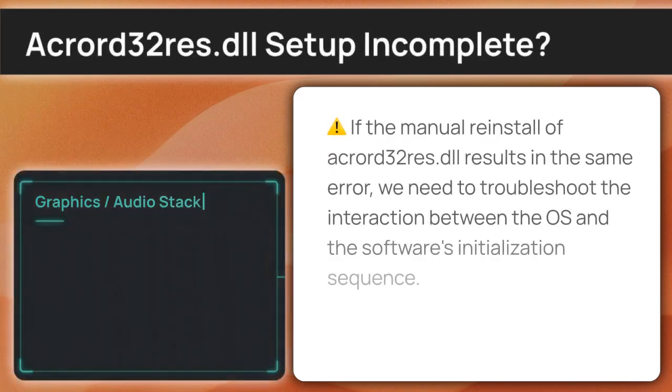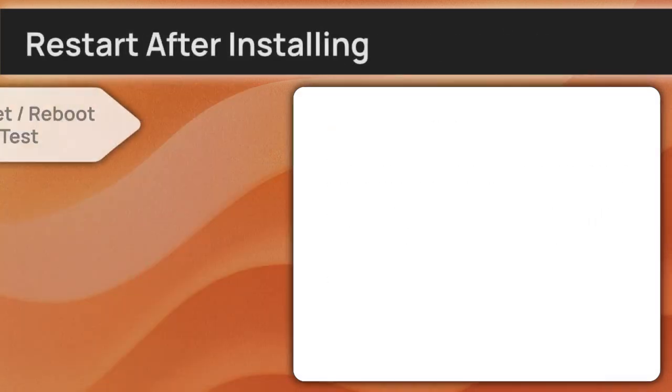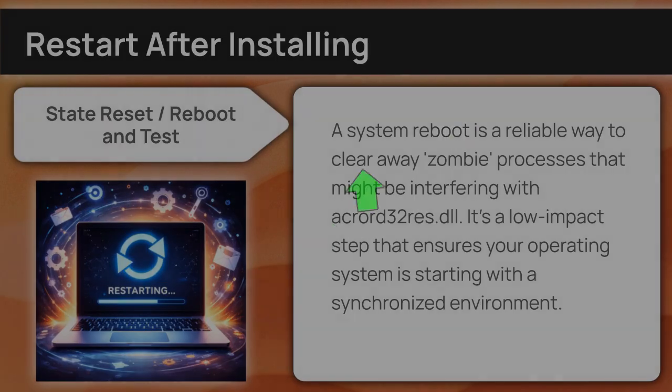In the event the error remains visible, it indicates we need to verify the environment's ability to register new shared resources. A system reboot is a reliable way to clear away zombie processes that might be interfering with acrord32res. It's a low-impact step that ensures your operating system is starting with a synchronized environment.